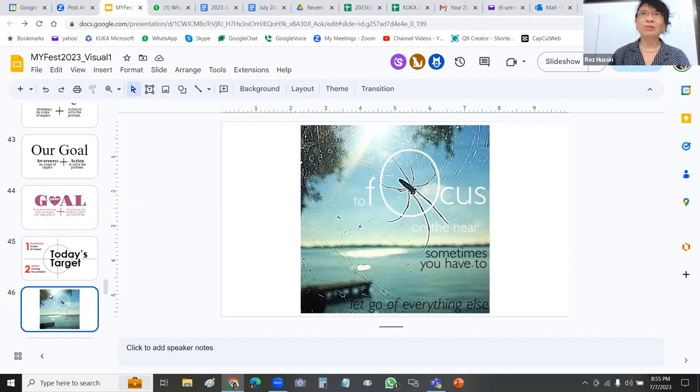So it isn't about telling people what you're going to do. Instead, it is appealing to people about what needs to be done. So the action itself is saying you have to let go of everything else. If you're going to target this, if you're going to focus on this, you have to let go of everything else. And there's a graphic added to it.